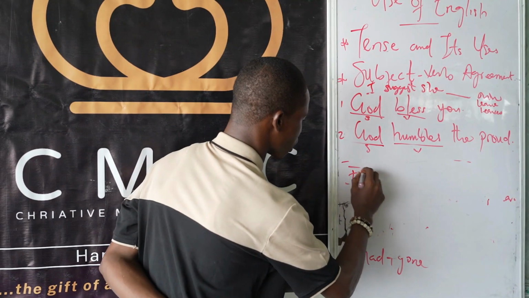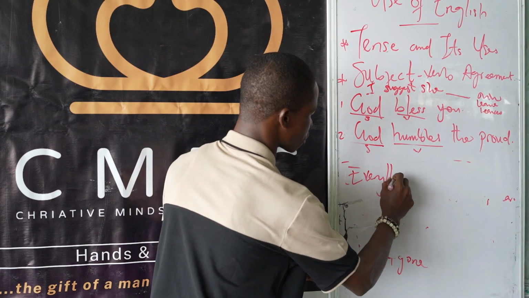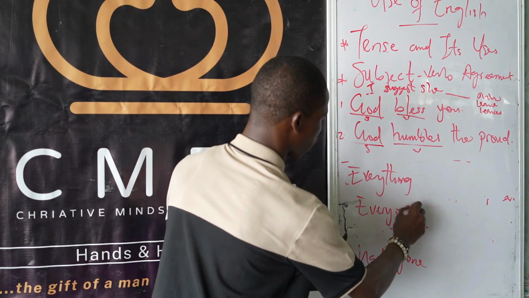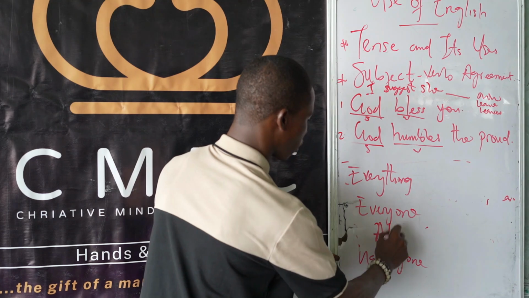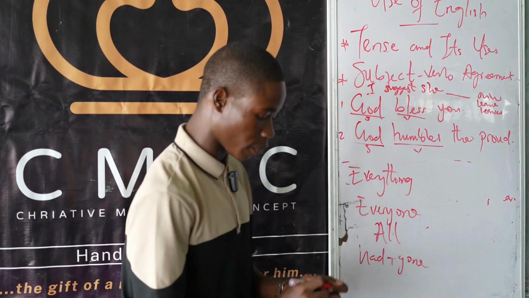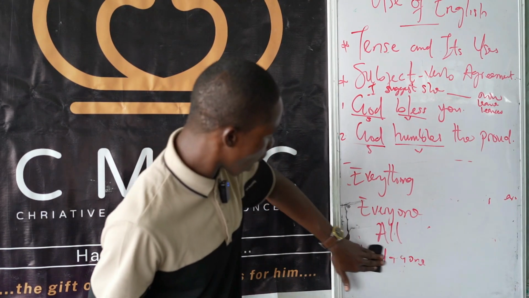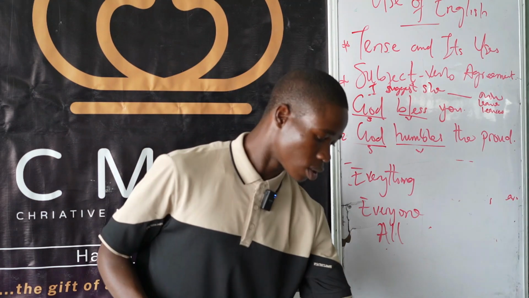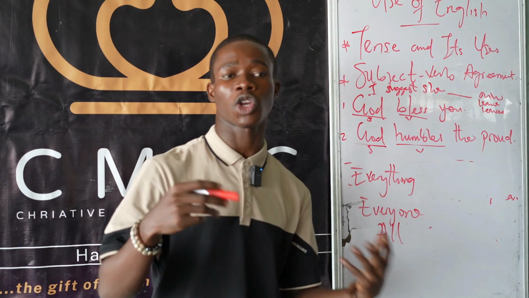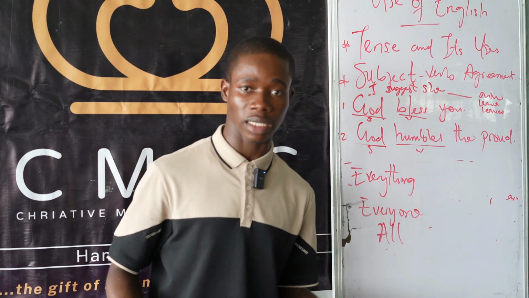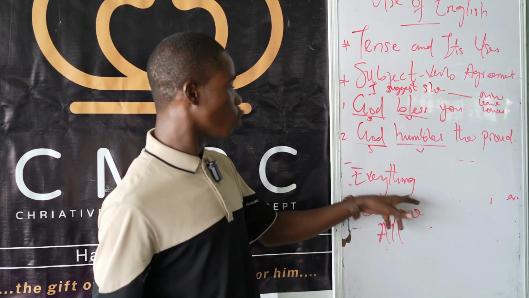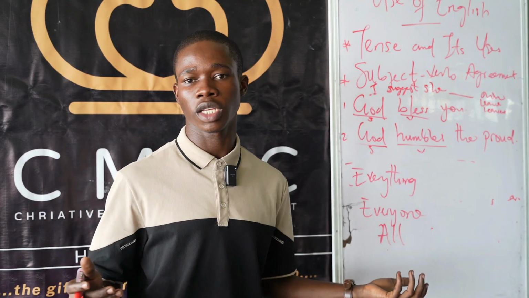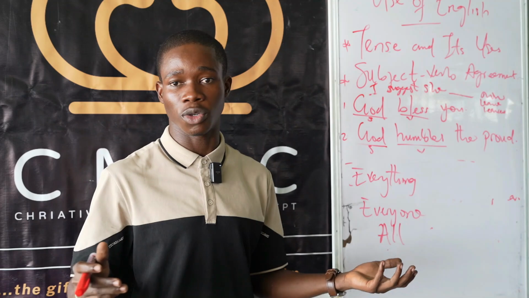We have everything. We have everyone. We have all. Why I wrote "all" is because I'm going to give you an exception to this. These exceptions are what make you extraordinary. They are what make you better than the rest. Now, we have "everything." Thinking about it, everything looks plural to you. It looks like many things to you, right?